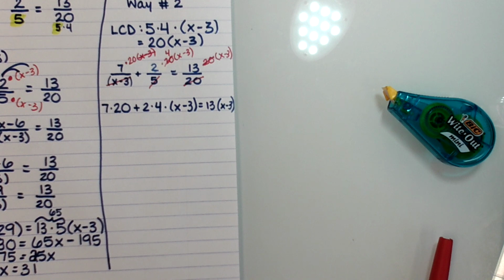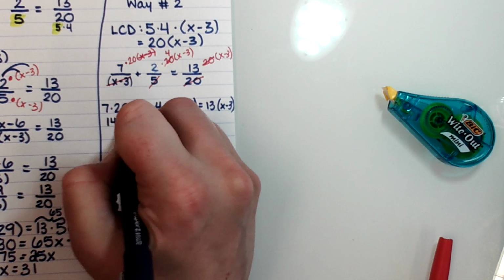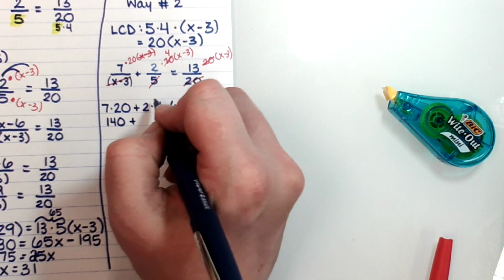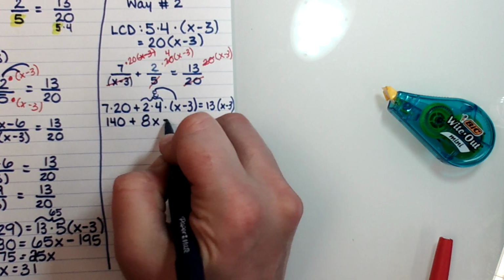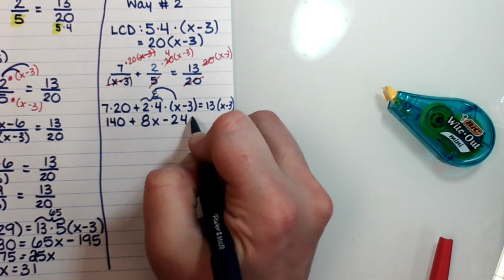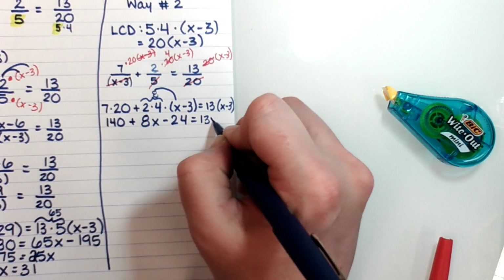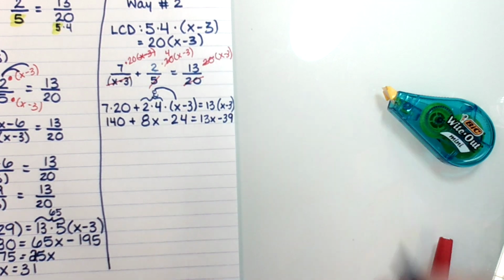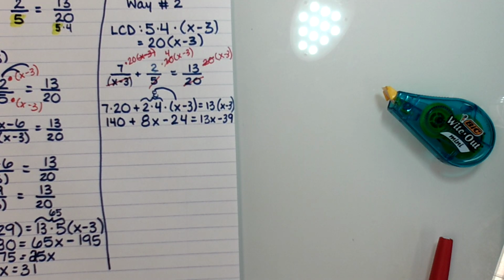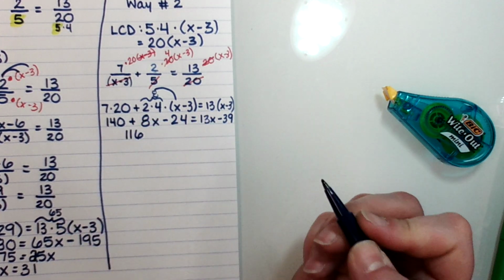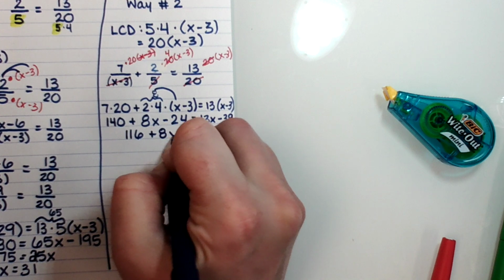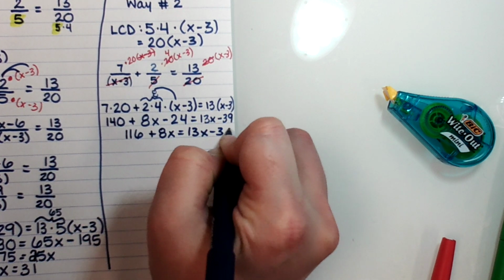Seven times 20 is 140, plus 2 times 4 is 8. Distribute, and I get 8x minus 24 equals, distribute, 13x minus 39. Combine like terms: 140 minus 24 is 116, plus 8x is equal to 13x minus 39.